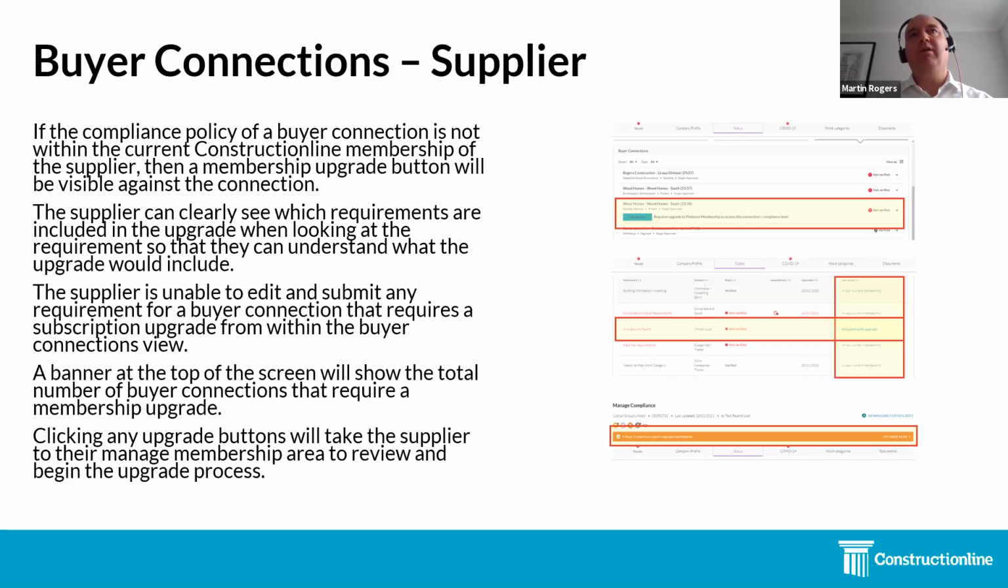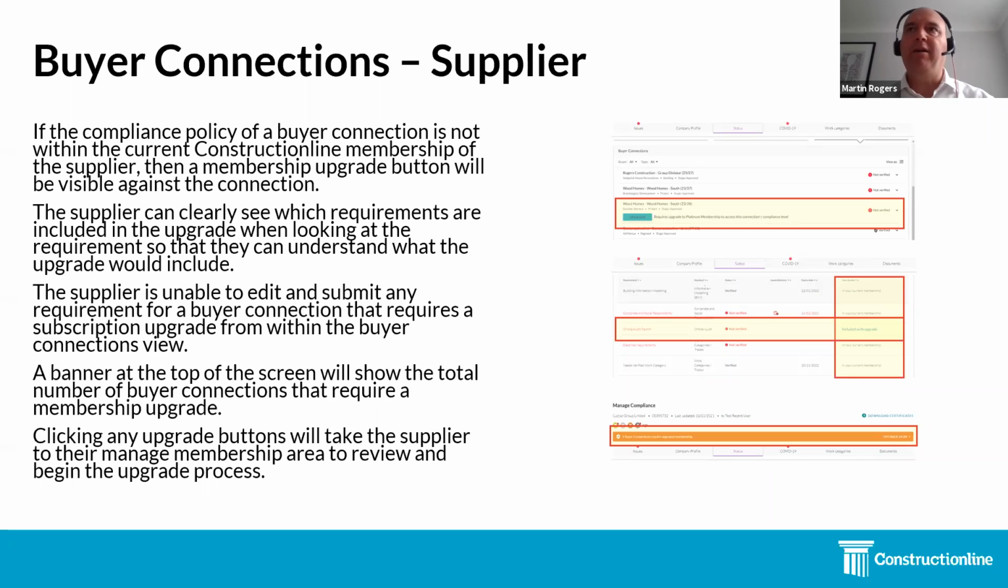If the compliance policy of the buyer connection is not within the current Constructionline membership, then as Mike indicated, they will be presented with an upgrade button. So again, this supplier may have purchased silver, and in fact, I think this supplier has actually purchased gold, but they happen to be placed in a segment that's been made visible to them, which has a compliance policy of platinum. In which case, they will be presented with the upgrade button option within that segment when they're viewing the segments.